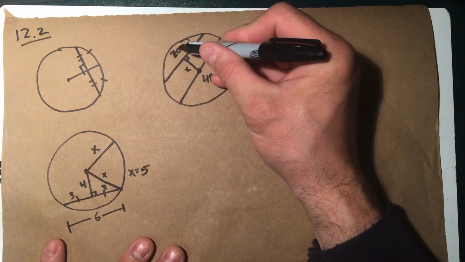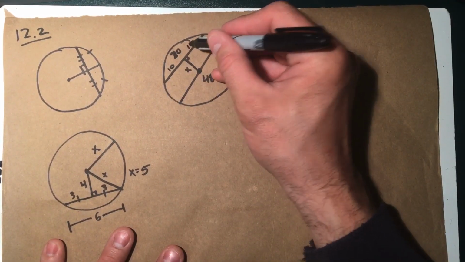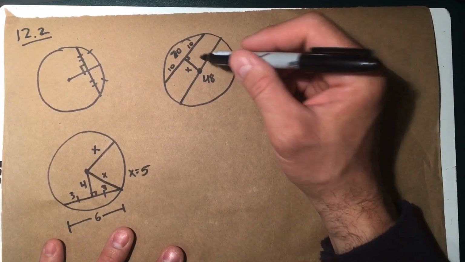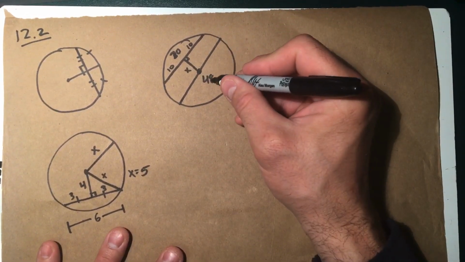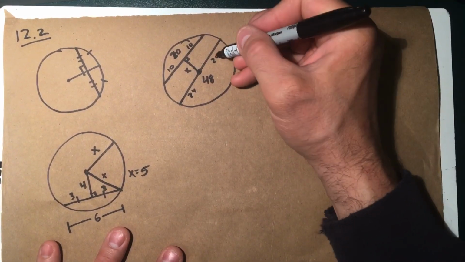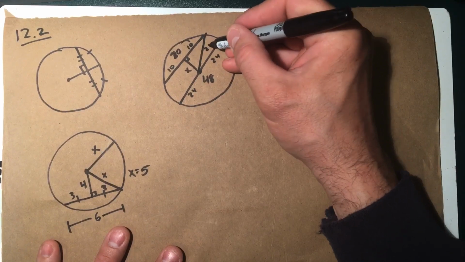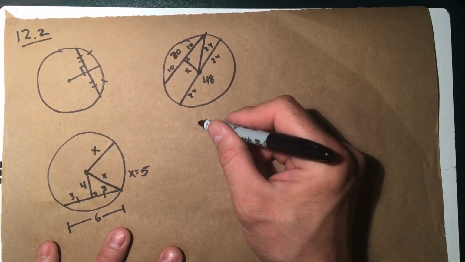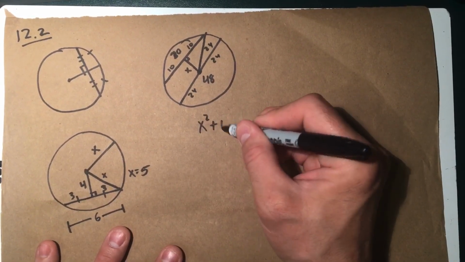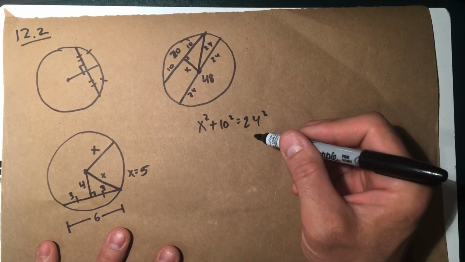So if that's 20 and that's perpendicular, that's 10 and that's 10. That's not really movable because that's just a chord. But if that's 48, that's 24, 24, then you think to yourself, maybe I could create a little right triangle there. So if you put your 24 right there, and then you think to yourself, oh, x squared plus 10 squared equals 24 squared.